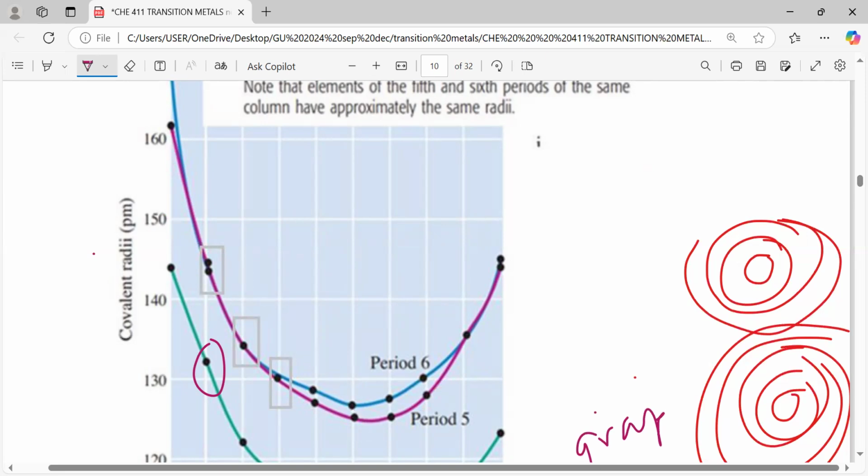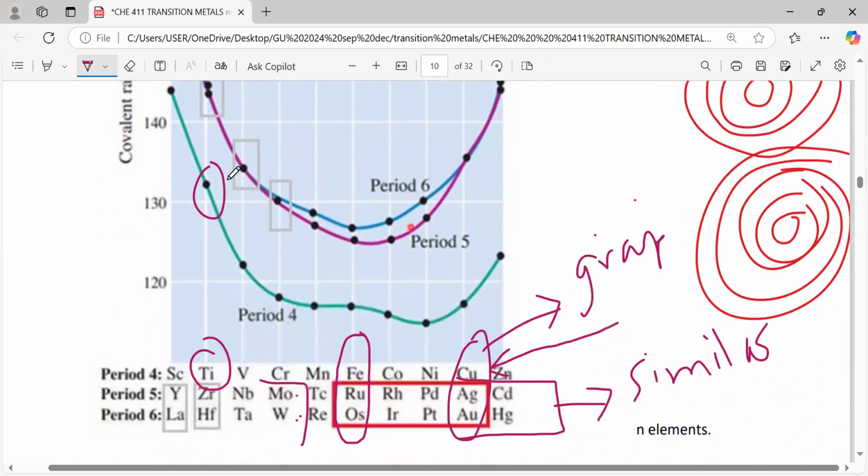So when I move in one period, I'm just moving across one period like that. You can see, for period 4, I'm moving from group 1, group 2, group 3, group 4, group 5, group 6. So I have the same outermost energy level, which is 4. And in that energy level, I'm adding what? Electron. So it is my D.